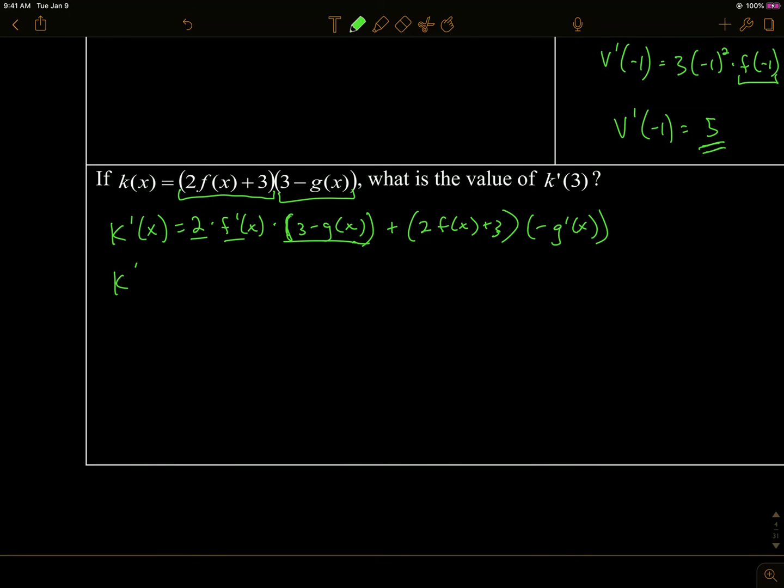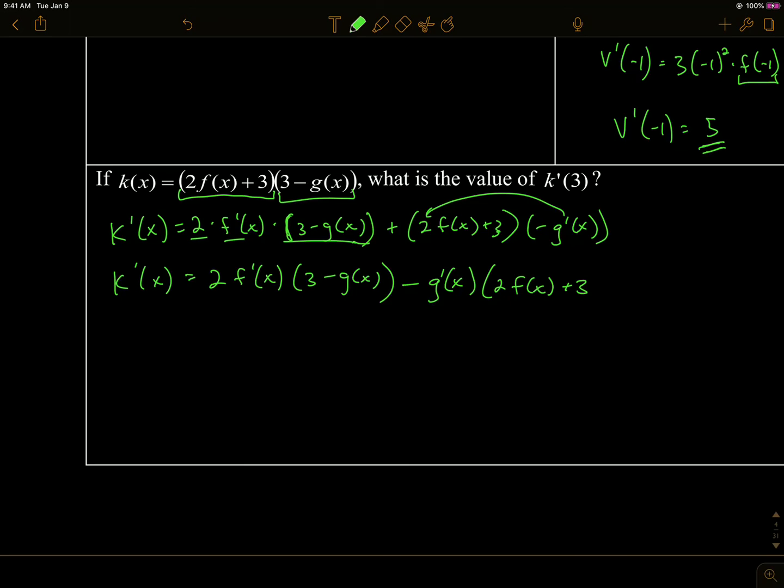So now I've got k prime of x equals, I don't really need to simplify any of this. I'm just going to go ahead and, I guess I could. Why not? 2 f prime of x times 3 minus g of x minus, I just multiply this minus sign to the front. I'll leave the g of x over there. So it's going to be, or I'll just bring the whole thing to the front. Minus g of x, g prime of x times 2f of x plus 3.